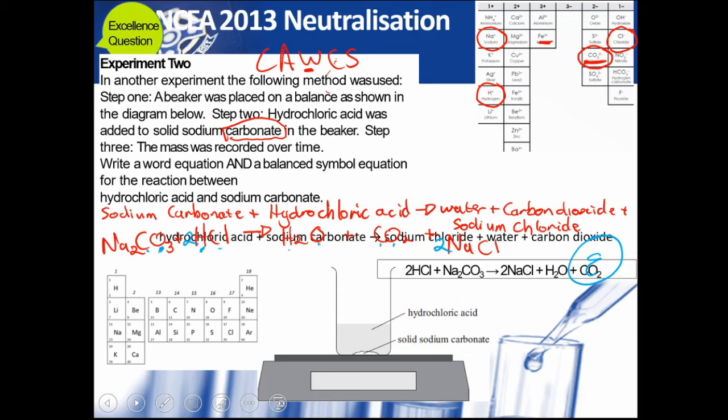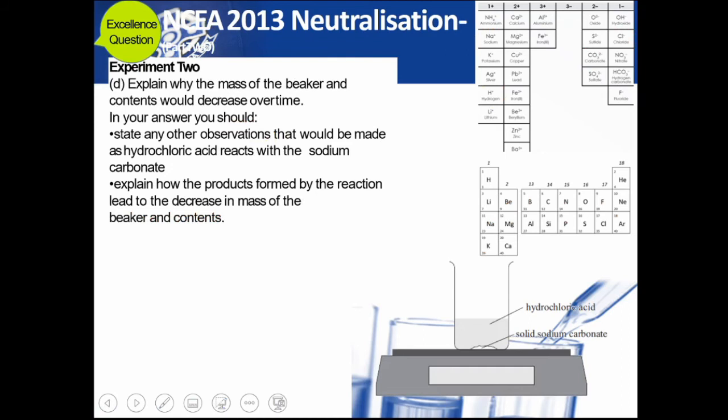Okay. Easy. And then experiment 2, explain why the mass of the beaker and the contents would decrease over time. In your answer, state any observations that would be made as hydrochloric acid reacts with sodium carbonate. Explain how the products formed by the reaction lead to a decrease in the mass of the beaker and contents.